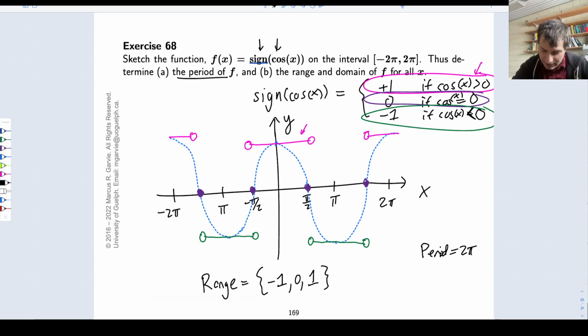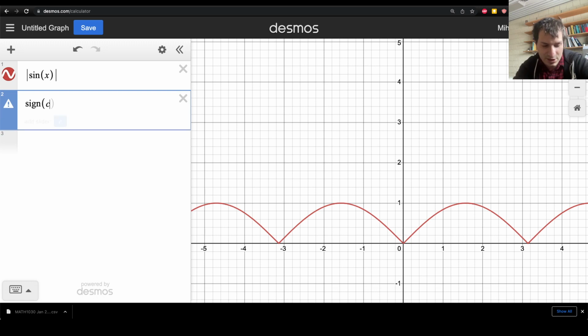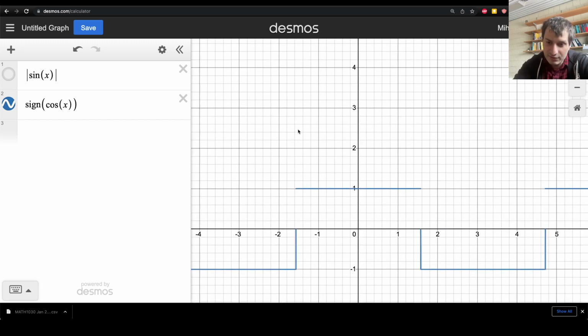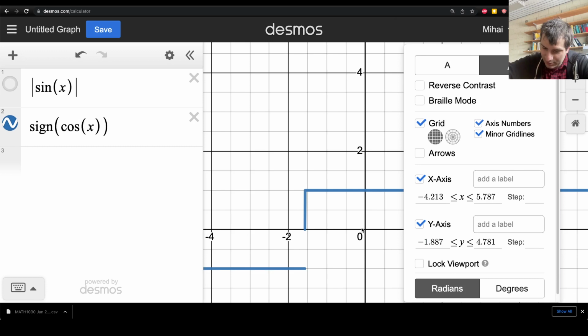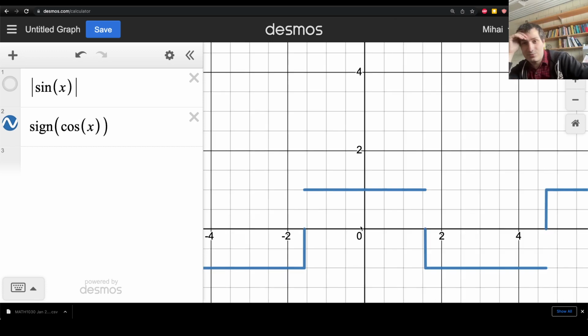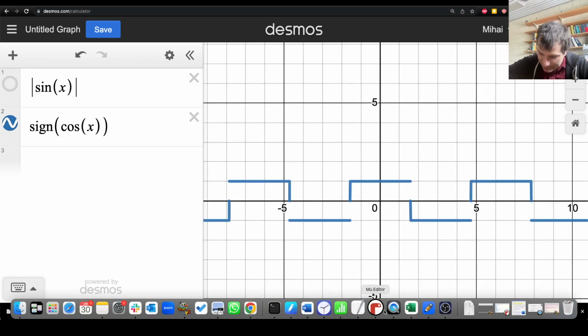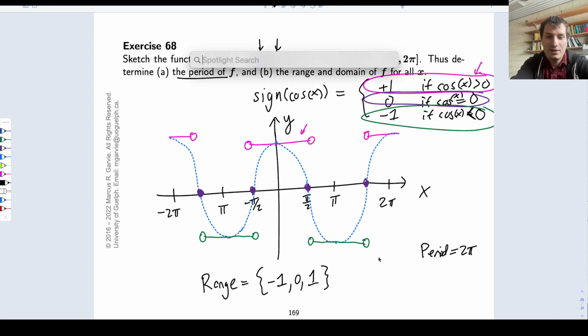I do wonder, I'm curious if Desmos knows how to do a signum. Let's see. Yeah, SIGHN of cosine of x. And what does it look like? In blue, it's the function we plotted. It is flipping and flopping between 1 and -1 and 0. So that's what Desmos is drawing. So there you go. There's the graph again. You can check it in Desmos. Good example problem on compositions and new functions and that kind of thing.